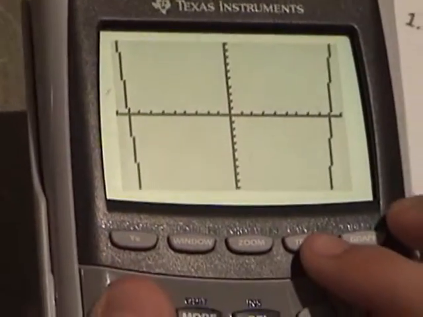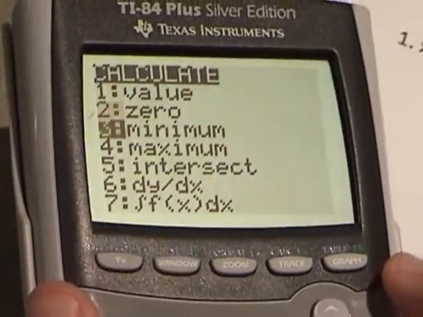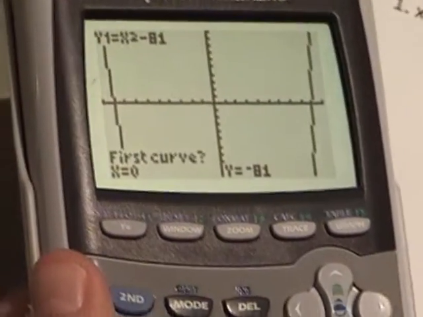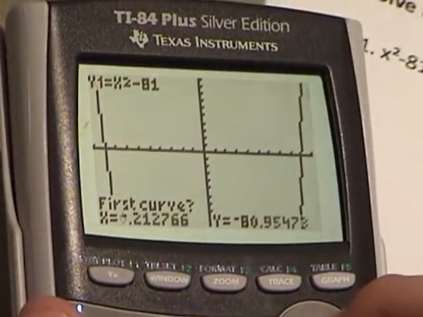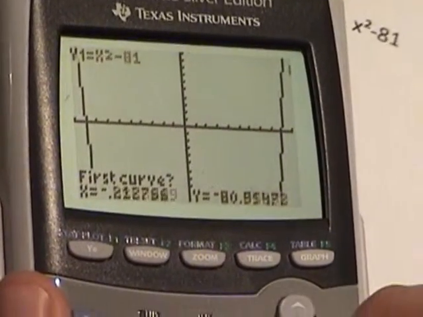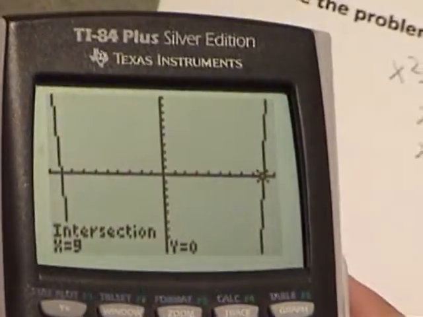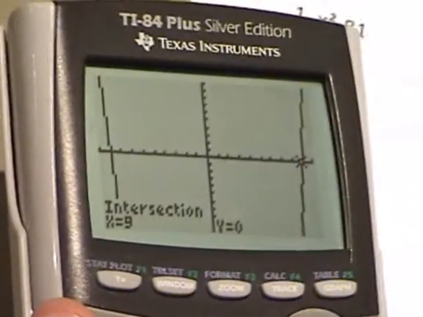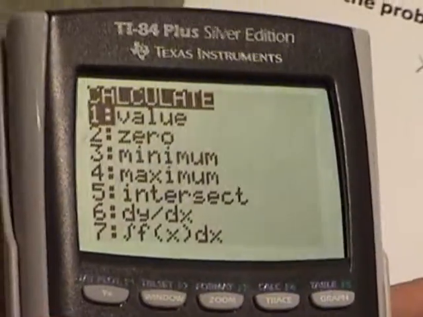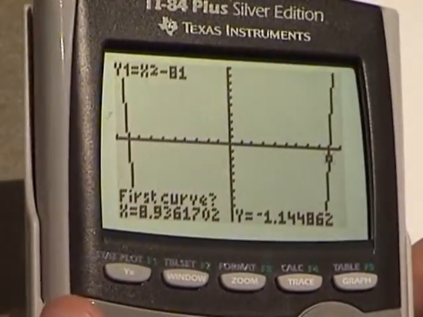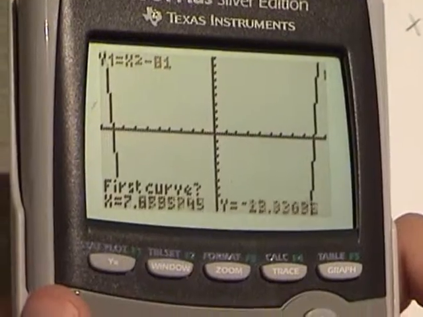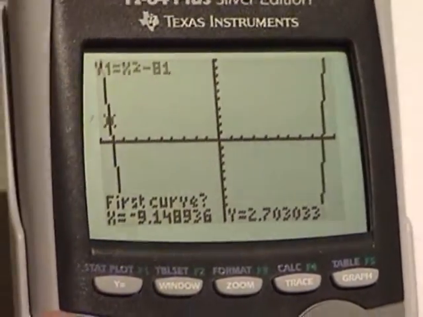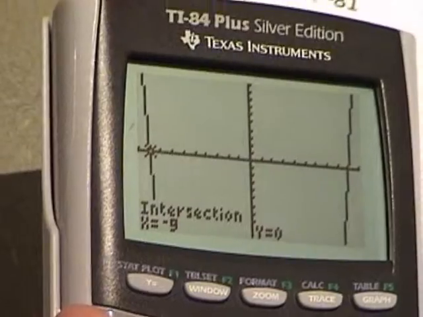Now, second, calc, intersect, second curve. Okay. On graphing, the intersection points are 9 and negative 9.